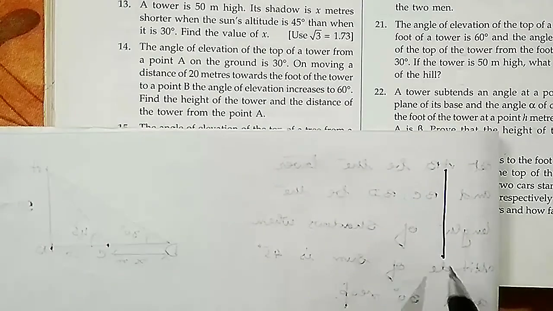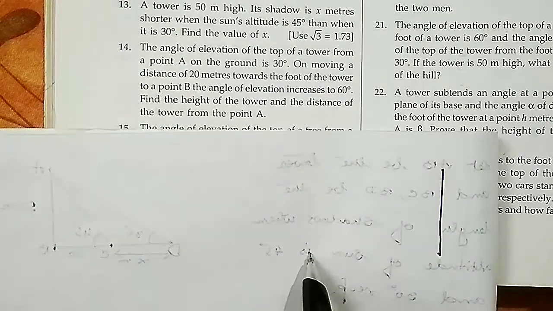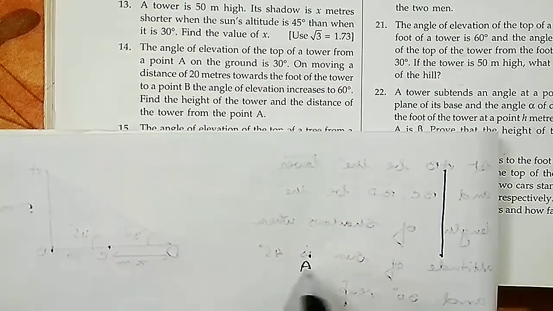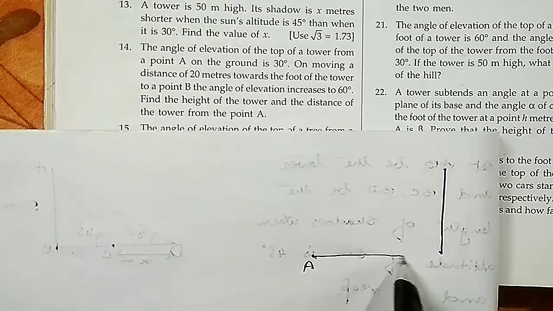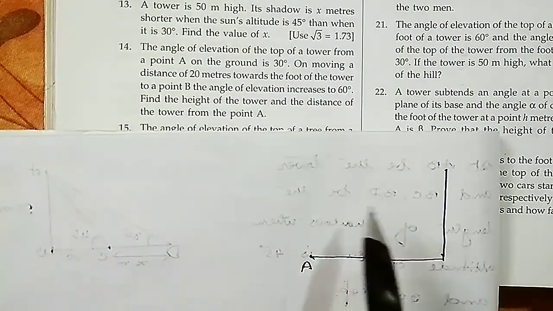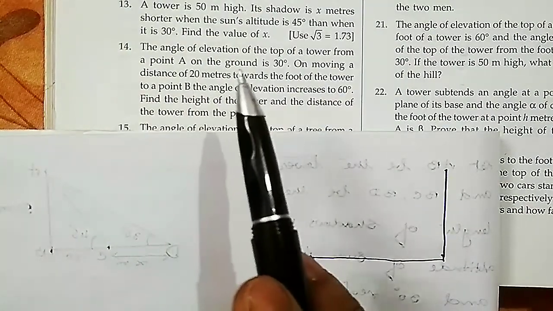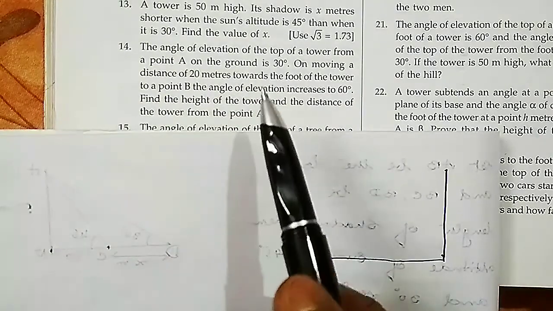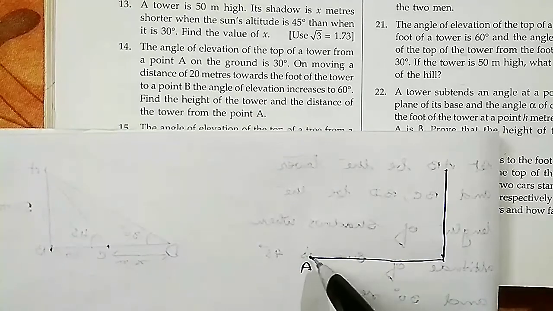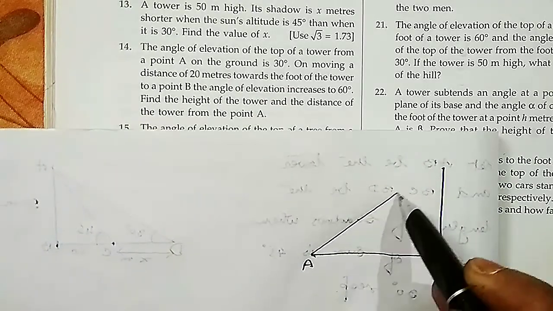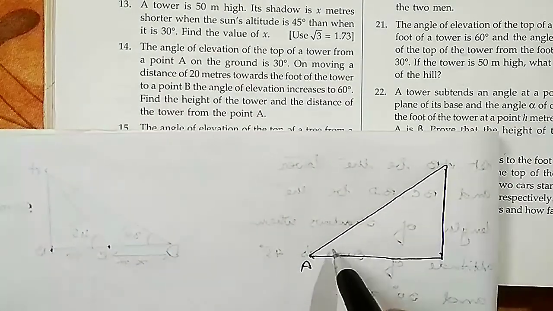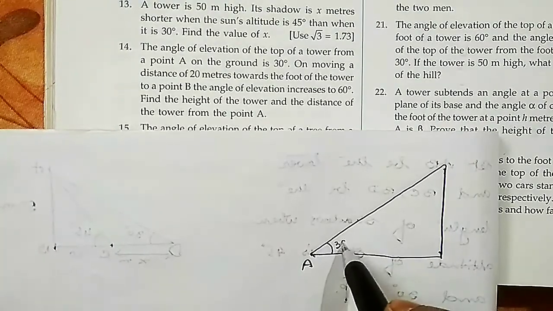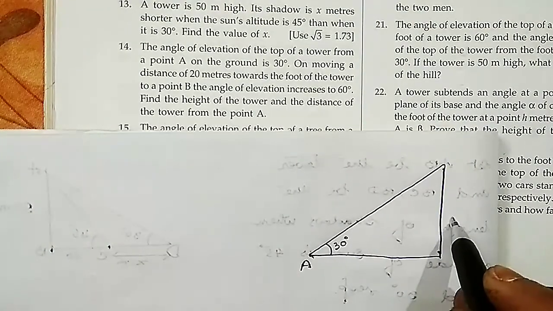Suppose this is the tower and this is point A, and this is the horizontal level. It is given that the angle of elevation of the top of a tower from a point A on the ground is 30 degrees. That means if I join this point and this point, then this angle is 30 degrees. This is the tower.